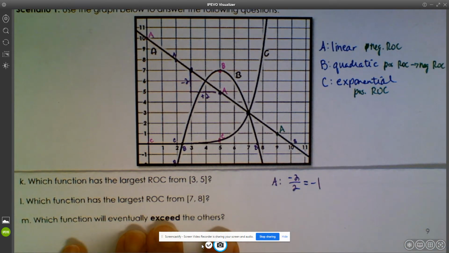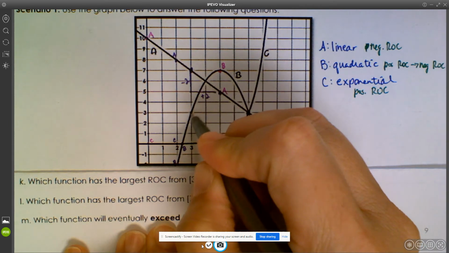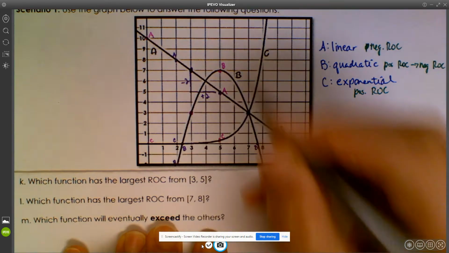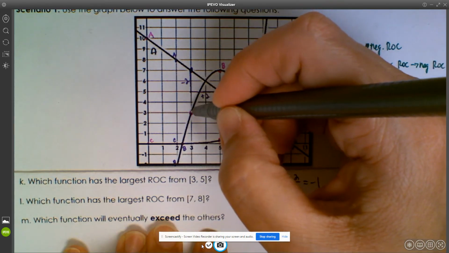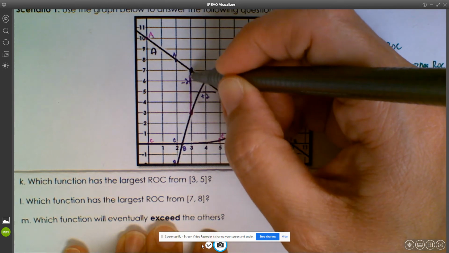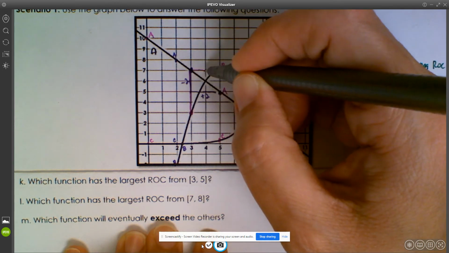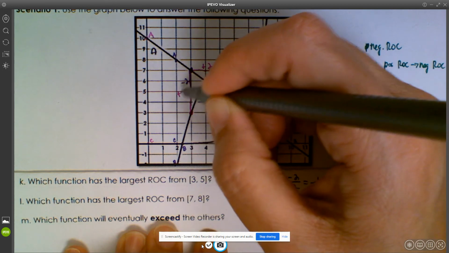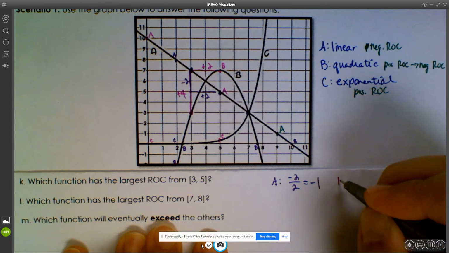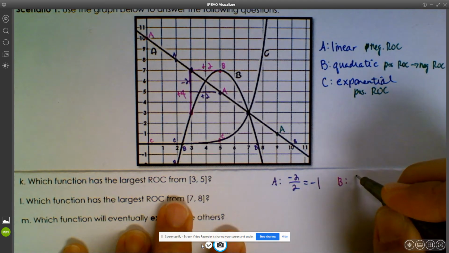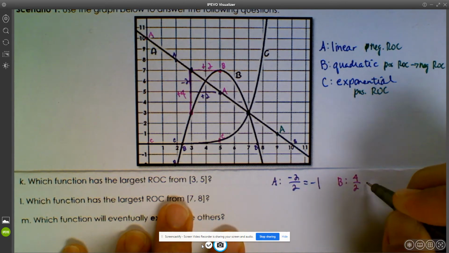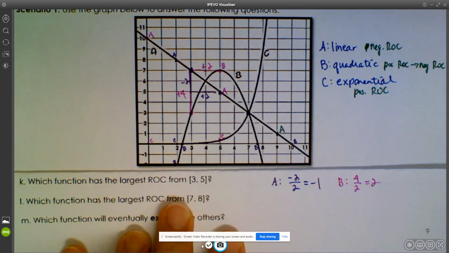All right, let's see what happens on function B. On function B, my graph is here and it goes up to here. So we're going to go up 1, 2, 3, 4, and then we're going to go to the right 2. So function B has a rate of change with a rise of 4 and a run of 2. So that rate of change is 2.